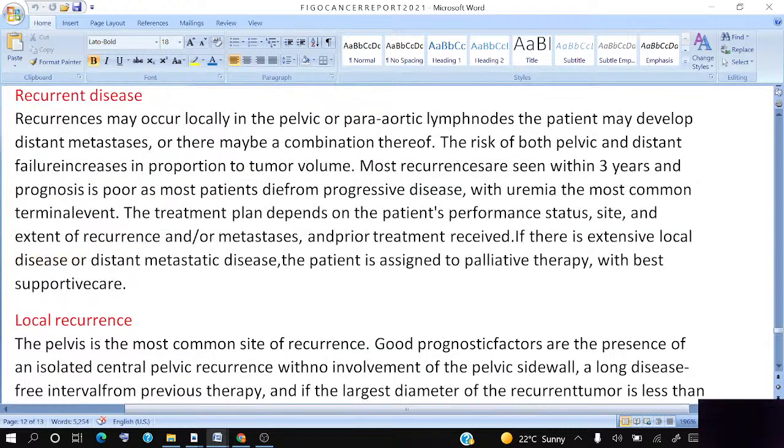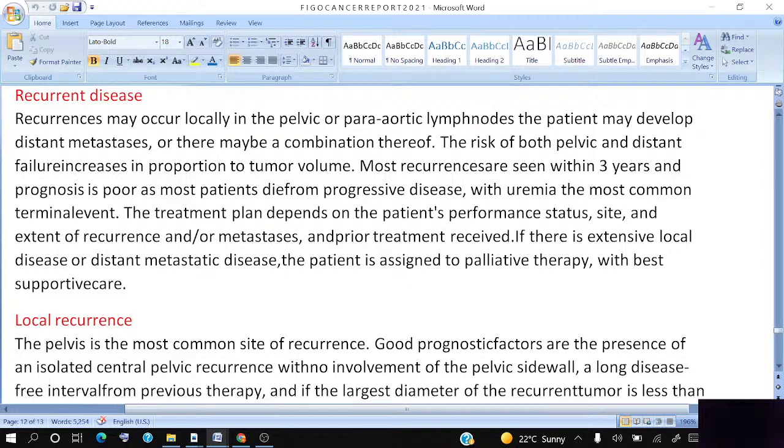So recurrence can be local, or in the pelvic and para-aortic lymph nodes with distant metastasis. It may be combined with the risk of failure with an increasing proportion of the tumor, and most recurrence can be within 3 years. So the prognosis can be poor, and most of the patients die from progressive disease.